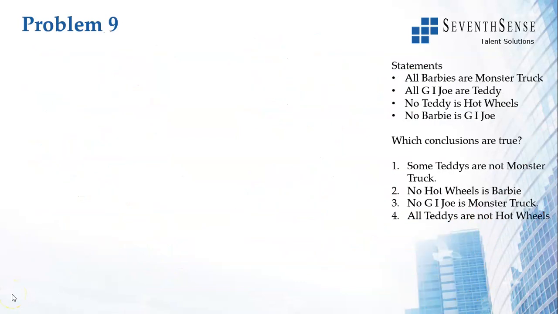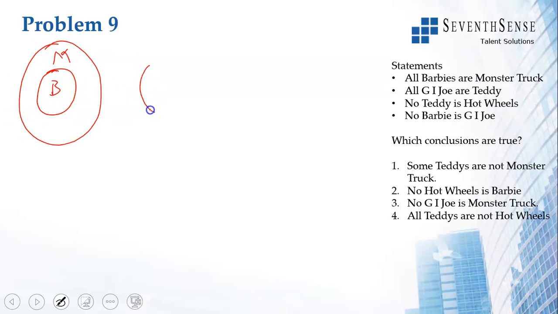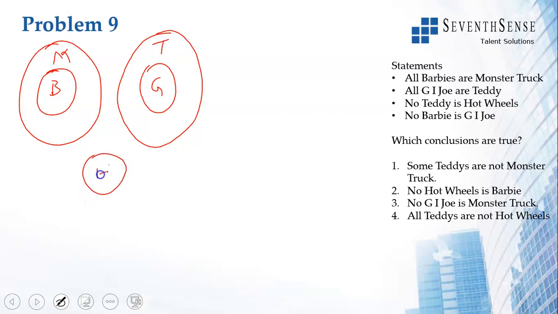Let us see in which ways we can draw. All Barbies are monster trucks. All G.I. Joes are teddies. No teddy is a Hot Wheel. No Barbie is a G.I. Joe. Okay, so there is no overlap here.